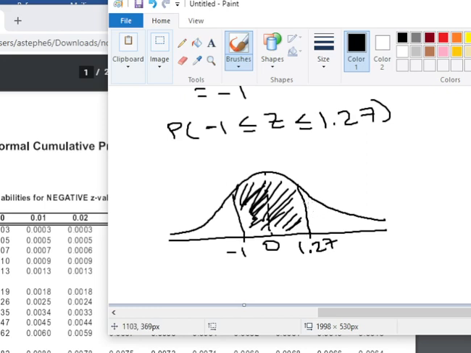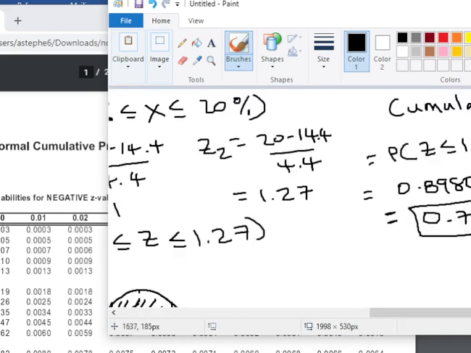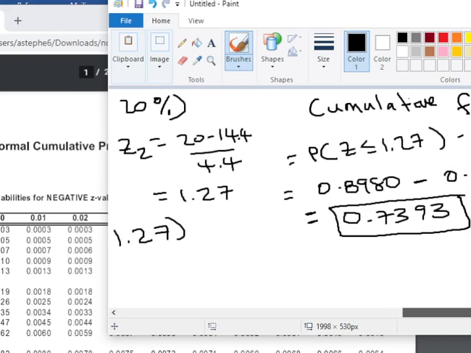So one more time, we're going to take the area that's below -1, which is the non-shaded area all the way back to the left. Then we take the area less than 1.27, which is from here all the way back, so including this shaded area and this non-shaded area. And then we subtract the non-shaded area from the total to get the shaded area. And so we're left with this final answer, right? So we looked up 1.27 in our normal table. We did that before. We looked up -1. We also did that before. And we get the remainder, which is 0.7393.